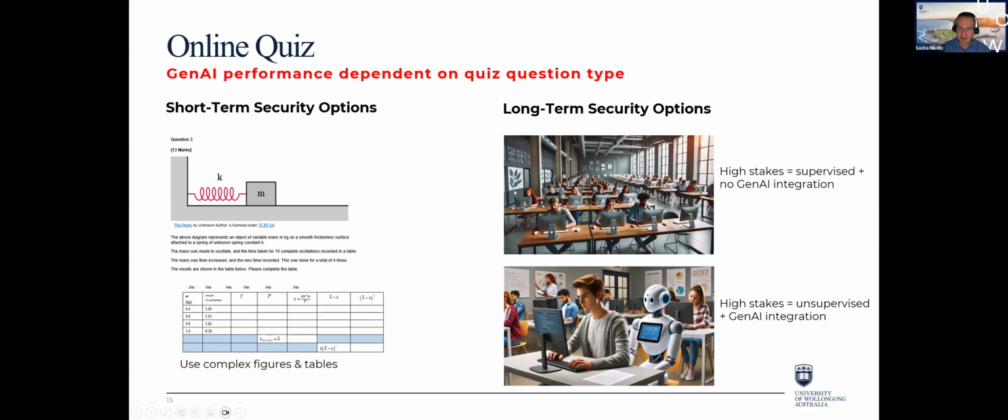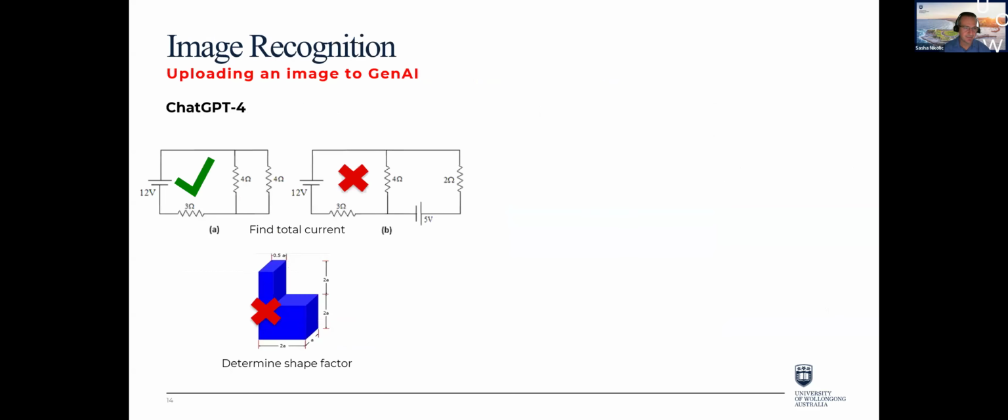So we either get students into the lab, supervise them to complete their tests, or the alternative is we make sure that our online quizzes are designed in a way where GenAI integration is allowed. So they're going to be allowed to use GenAI when they're completing their online quizzes. And that's the most long-term solution across the board.